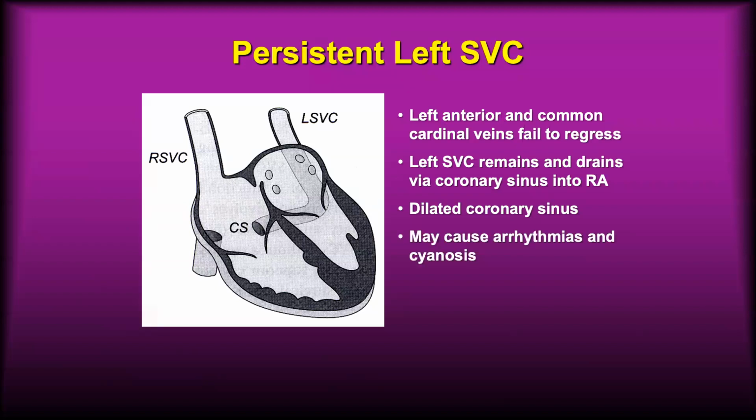All right, I added this to the PowerPoint. You don't have it, so put it in there. Because I was wondering to myself, what is the clinical significance of a persistent left superior vena cava? So I had to look that up on Google. I don't know why I didn't ask myself that previously. And it says it may cause arrhythmias and cyanosis. Why?